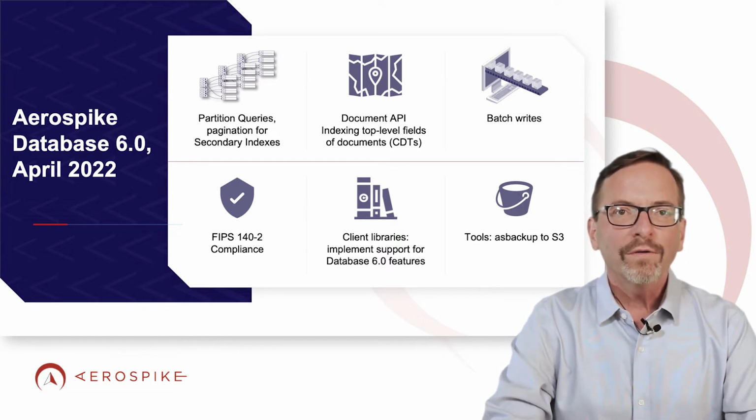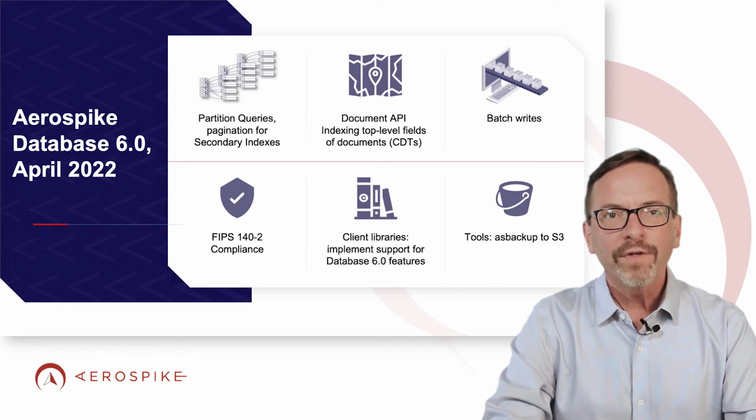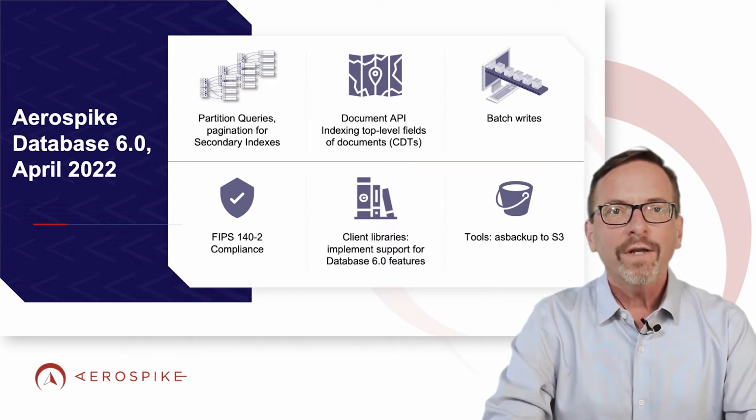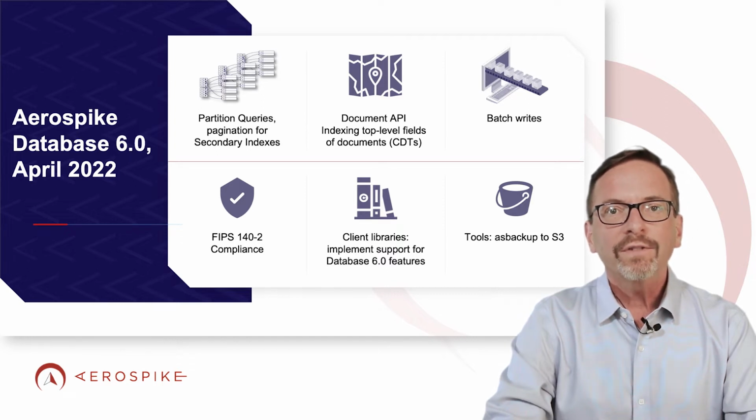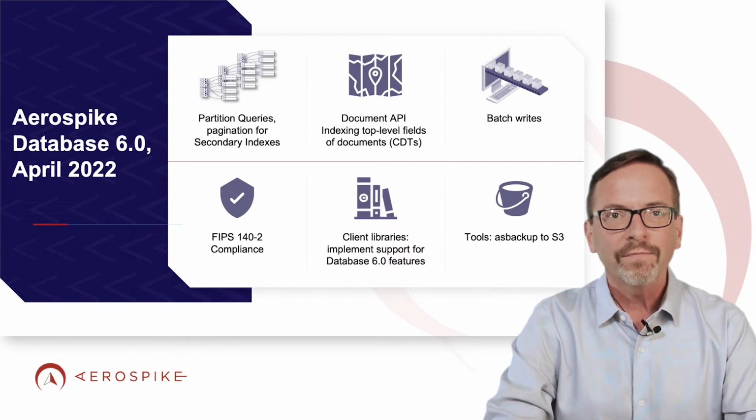In 6.0, we support indexing top-level fields of documents. Documents in Aerospike are stored in one of the collection data types, CDTs, typically as key-ordered maps. In our next server release, we will support indexing through all levels of nesting in our document API, which establishes Aerospike as a first-class document database.